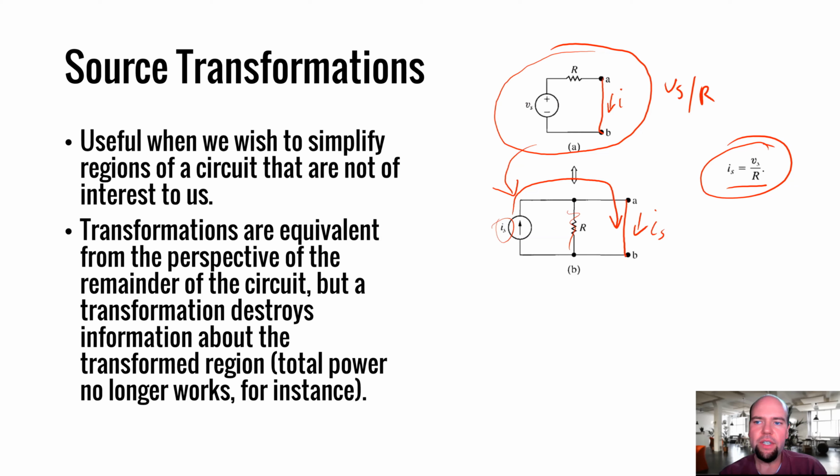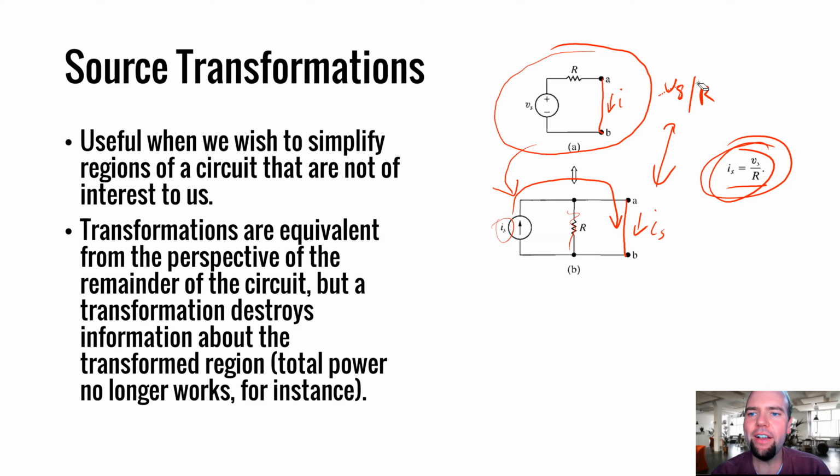So if we say Is equals Vs over R, well, we at least have a little bit of a sanity check here that, okay, at least in the short, the one case we tested quickly, that is true. If we short the terminals, then it's pretty obvious that the current in one case will be Vs over R and the current in the other case will be Is. Let's do another quick little test.